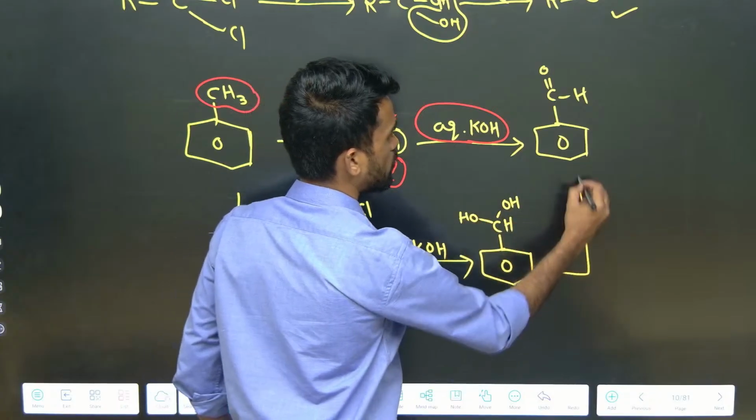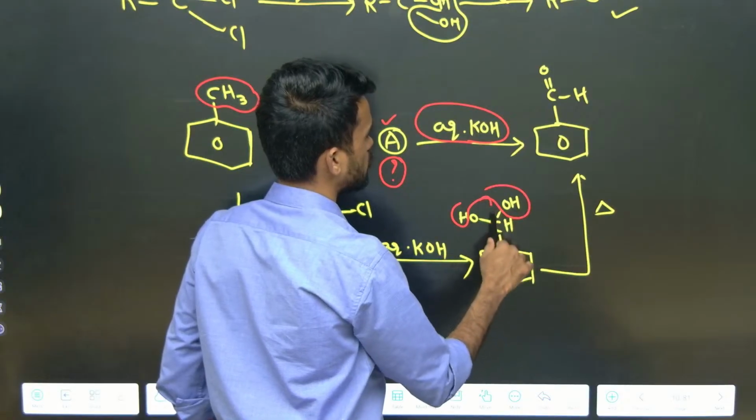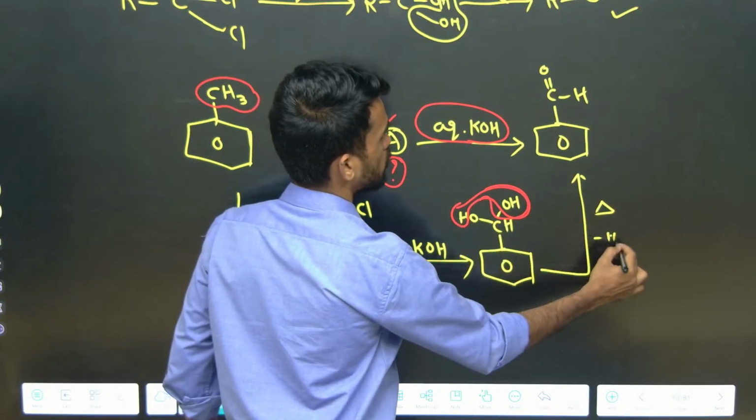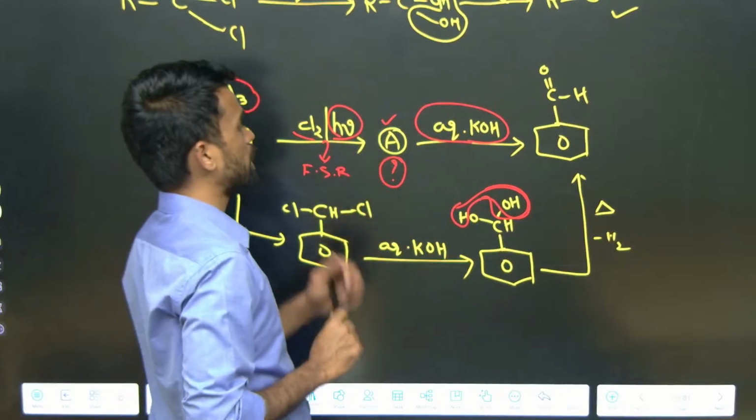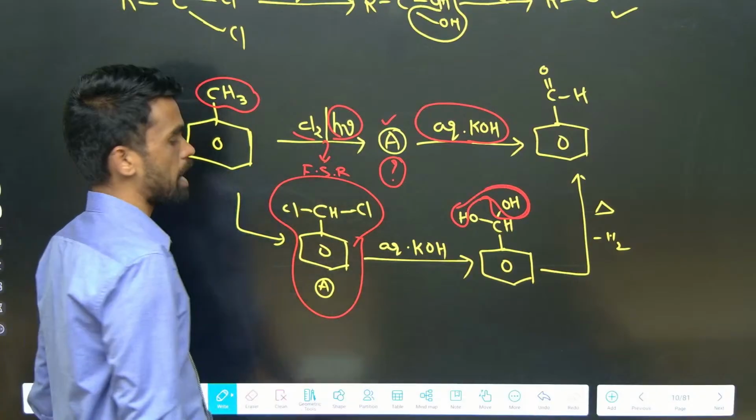Now from here to here, what are we doing? Just eliminating the water, eliminating this water, so it gives you this final product. So what is our A here? A formed will be like this. A geminal dihalide is formed.